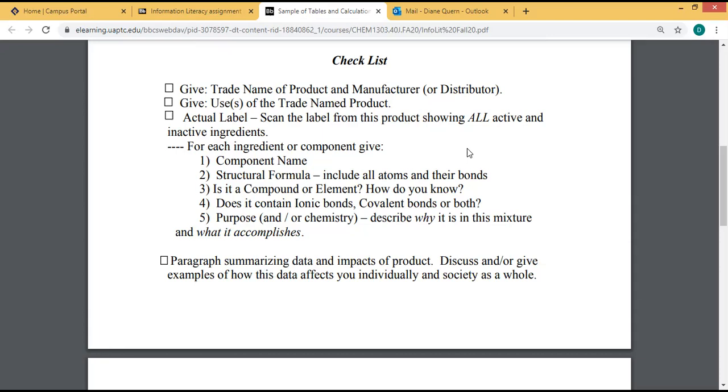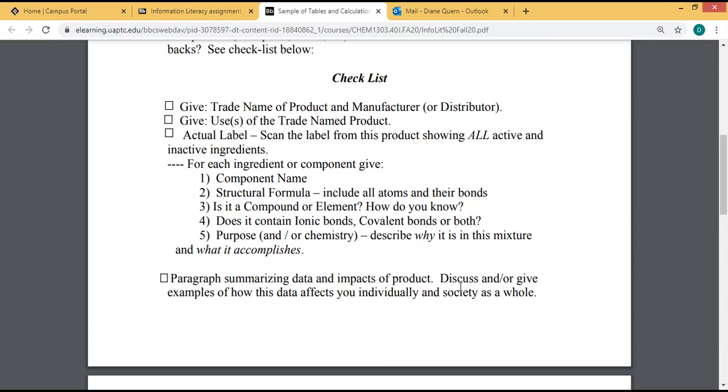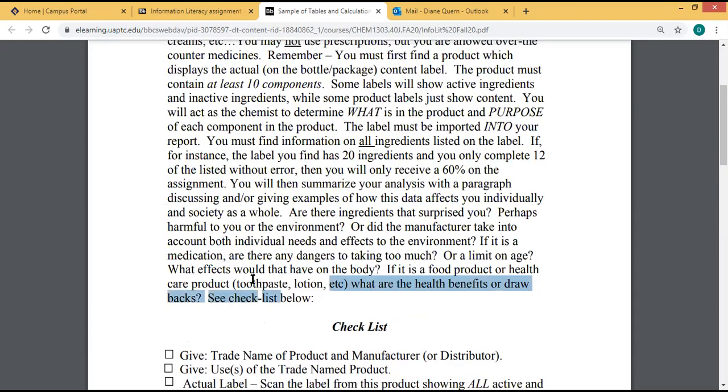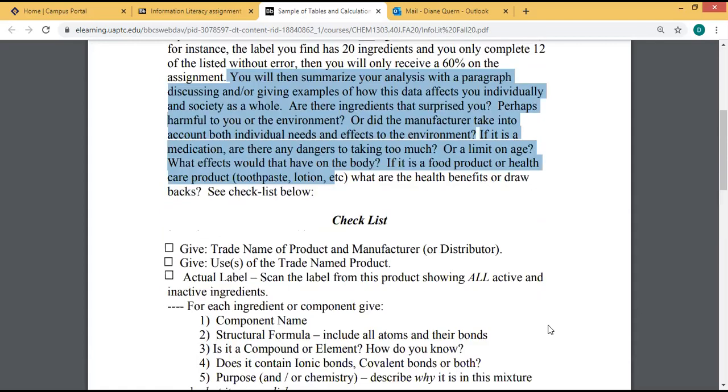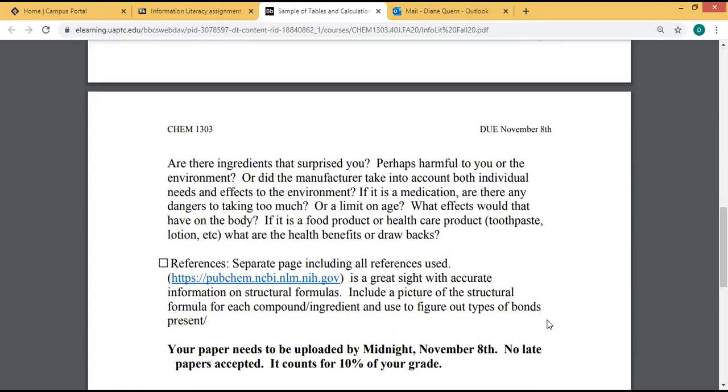Once you're done characterizing all your ingredients, then you write that paragraph that I was talking about above, the paragraph summarizing the data and impacts of your product. Give examples. So that's what these questions up here were about. This is to help you write the summary. Okay. Moving back down. I copied and pasted the questions, so I have them there as well.